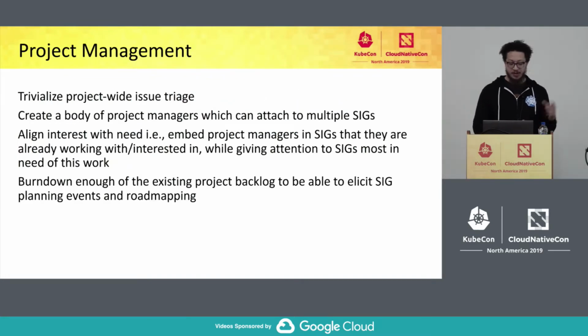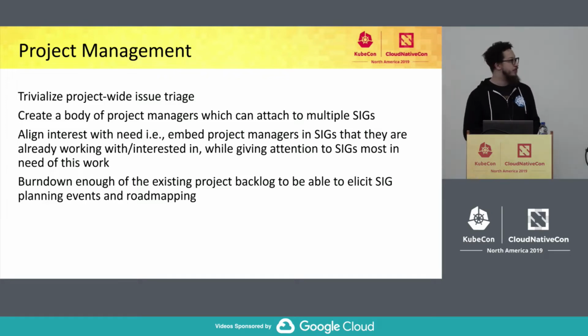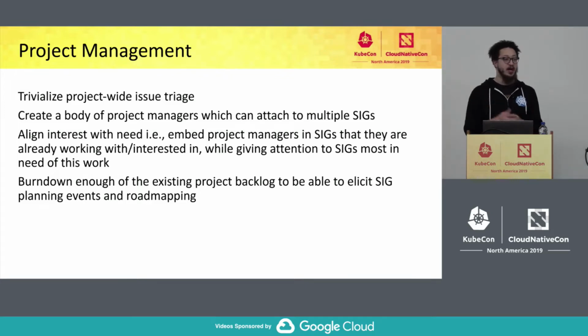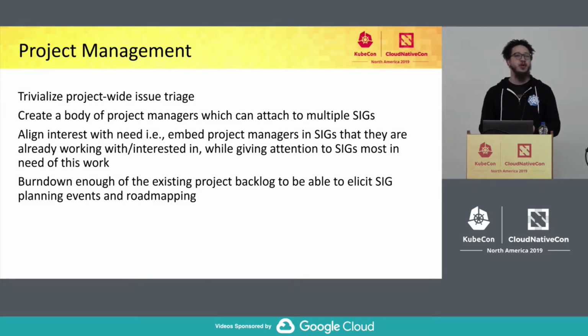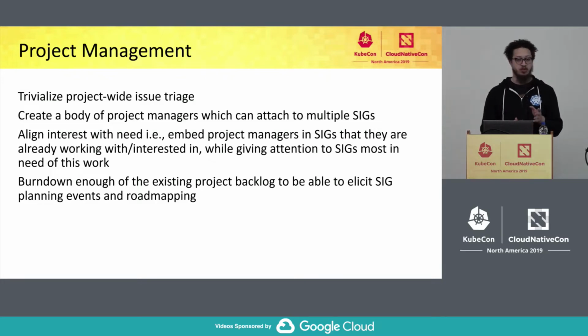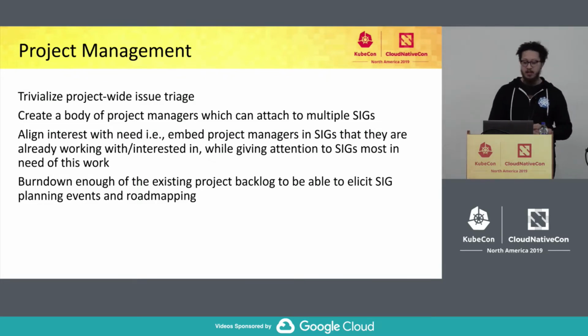So the project management section, the project management subproject, we're working on, again, trivializing the project-wide issue triage. One of the largest issues that we have in the community is triage. So if you've ever visited the in-tree Kubernetes and checked out how many issues are open at any one time, they could be up to 1,000, I think it's 1,200 right now. And that's not counting any of the PRs that are open, which I think we're at somewhere between 200 and 400 at any one time.